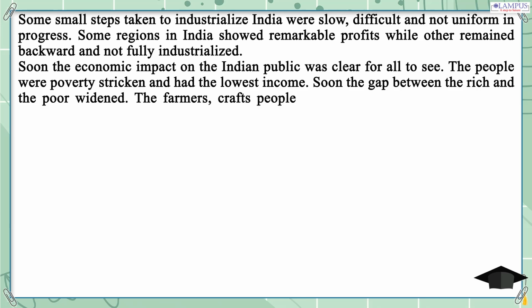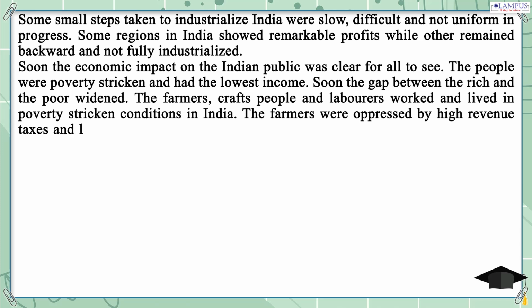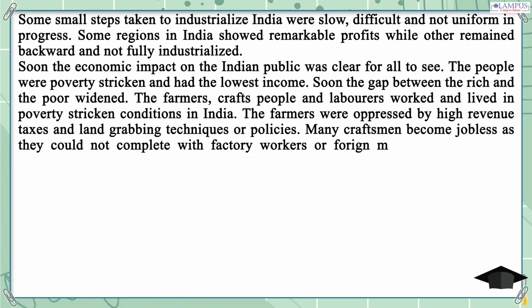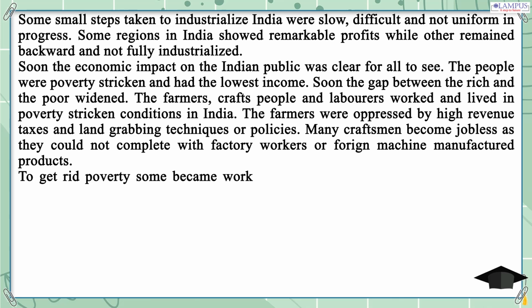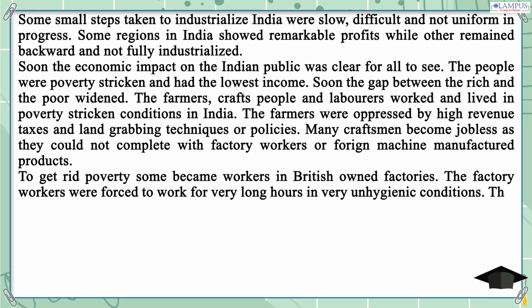The farmers, craftspeople and laborers worked and lived in poverty-stricken conditions in India. The farmers were oppressed by high revenue taxes and land-grabbing techniques or policies. Many craftsmen became jobless as they could not compete with factory workers or foreign machine-manufactured products. To get rid of poverty, some became workers in British-owned factories. The factory workers were forced to work for very long hours in very unhygienic conditions.